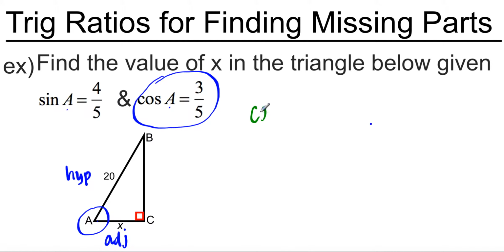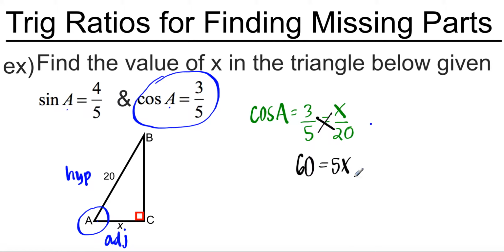So if the cosine of angle A is equal to 3 over 5, then that is also equal to x, the adjacent piece, over 20, the hypotenuse. This is all adjacent over hypotenuse. Well, then that looks like a proportion, so we know we just need to cross multiply to solve that. 20 times 3 is 60, equals 5 times x is 5x. Divide by 5 on both sides, 5's cancel, and x is equal to 60 divided by 5 is 12.